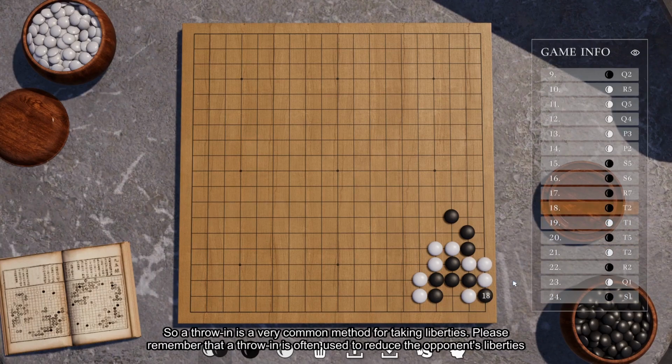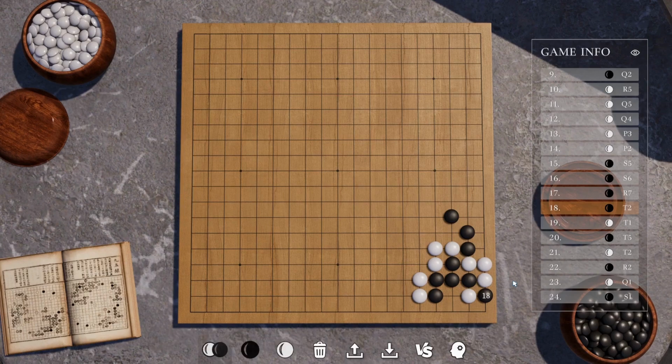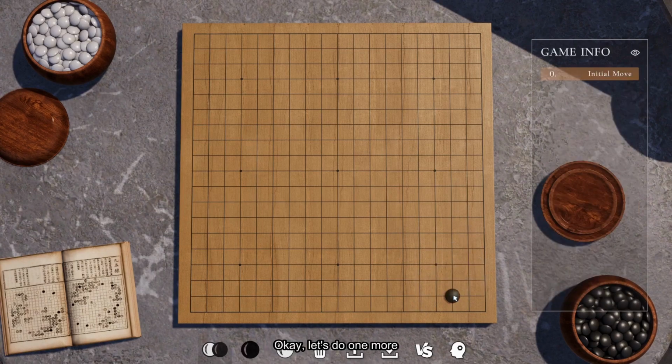So, a throw-in is a very common method for taking liberties. Please remember that a throw-in is often used to reduce the opponent's liberties, or to destroy the opponent's eye. Okay, let's do one more.